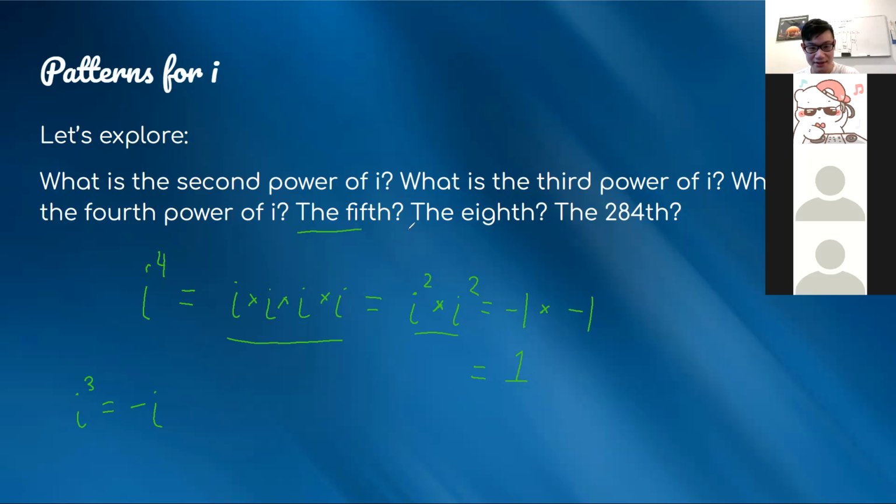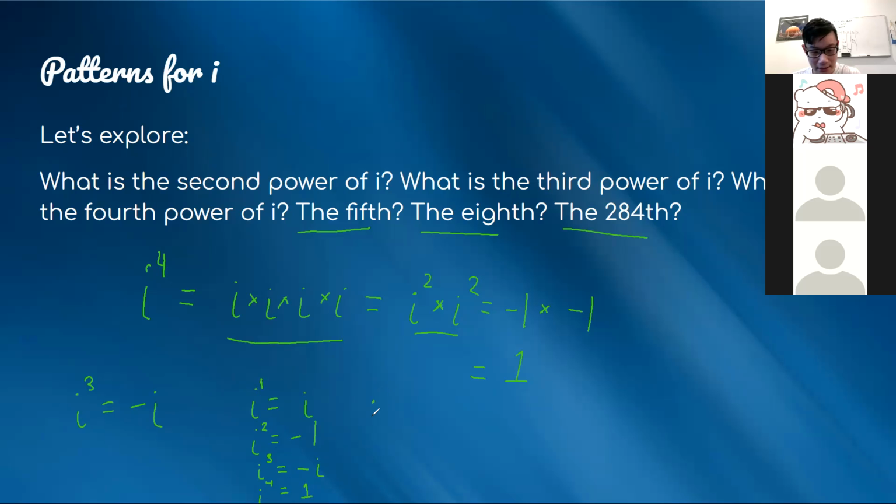So these next questions, in reality, rely on the fact that there's a pattern. And let me just show you right here. Well, i to the first power is just i, right? What's i to the second power? We know that it's -1. i to the third power is, from here, -i. And then i to the fourth power is just 1 again.